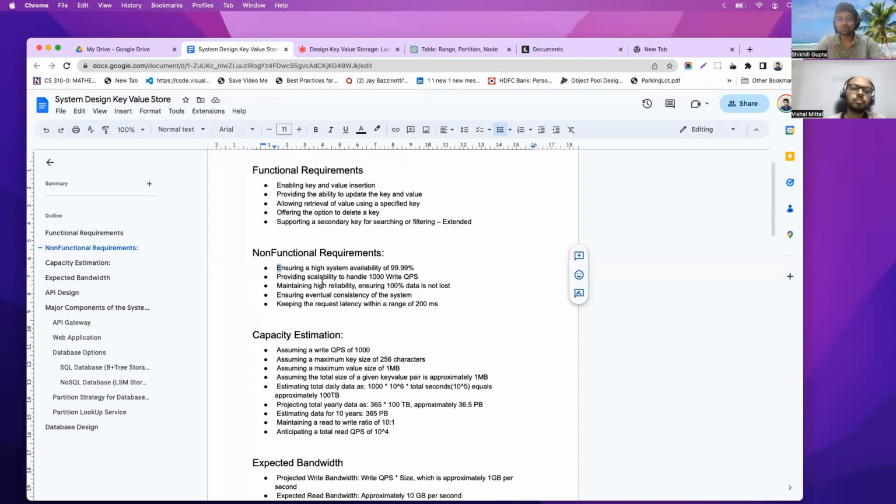It should be available most of the time, and provide scalability to hundreds of thousands of write QPS, that is queries per second. Assuming we are building such a system for an Amazon web store or e-commerce system, where a lot of traffic is coming, or it is being used by the e-commerce company for internal purposes, where they are updating key values. So we can expect 1000 writes per second, right?